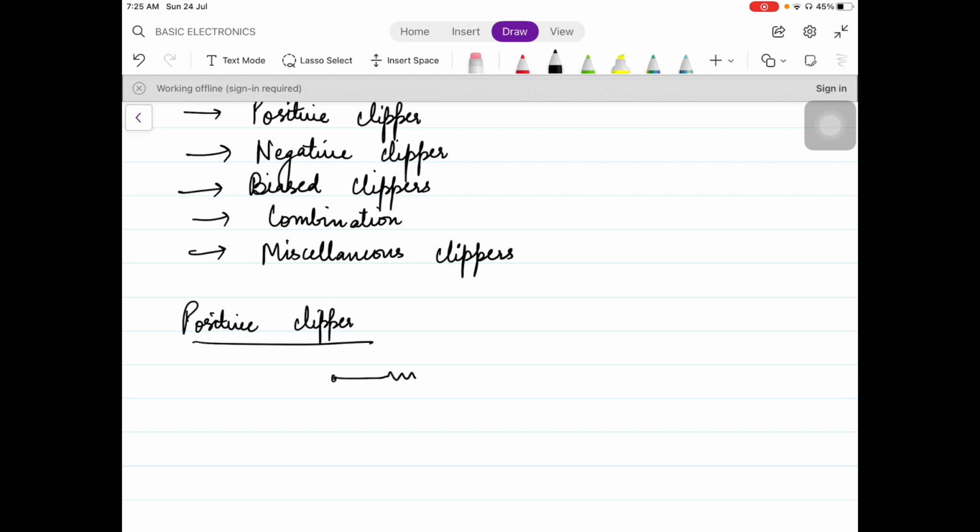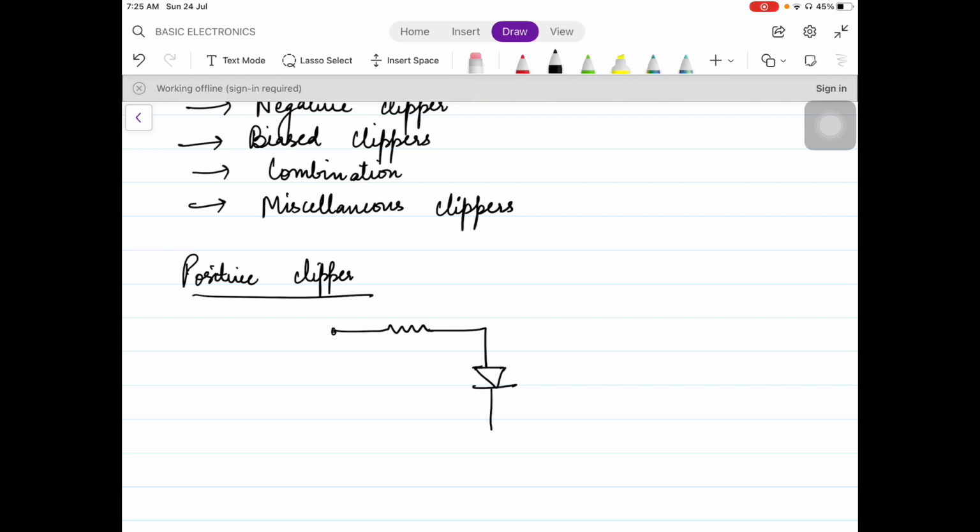Okay. So let me take this clipper. I am taking a shunt type clipper. In the next part, I will also take a series clipper, so don't worry about that. I'll try to cover each and every type of clipper over here, but pay attention only to the method.